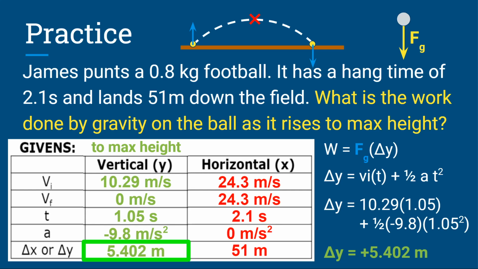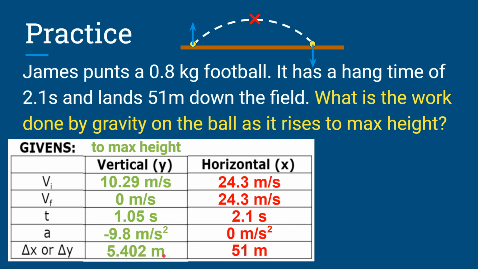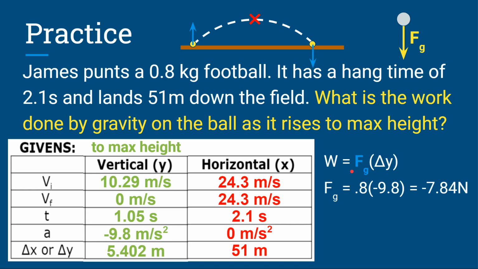So now I have my max height, 5.402 meters. I also, again, need to find Fg so that I can multiply them by each other. Fg, force of gravity, is mass times gravitational acceleration. My mass is in the question, 0.8. Gravity is negative 9.8. If I multiply those, I get negative 7.84 newtons. And so that's Fg. I have delta y. I can multiply them. So here's my Fg, negative 7.84. Here's my delta y, 5.402.